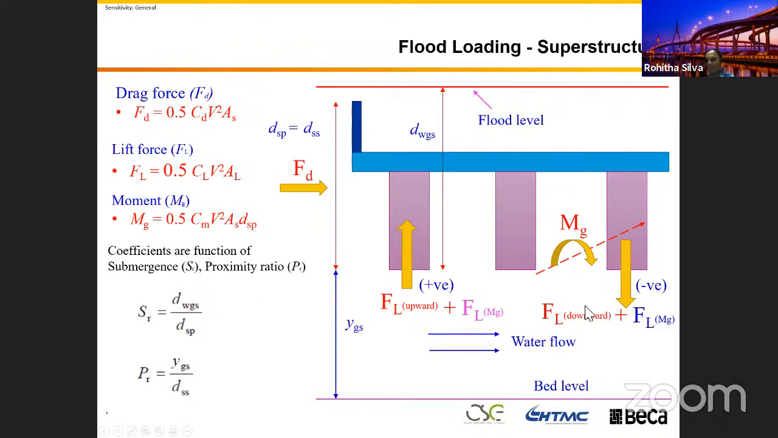If you know the moment, you can convert this into a couple, and then you can get the total upward lift force on the bridge and the downward force that is not critical in the bridge. Then you can check whether the lift force is higher than the self weight of the bridge. You need to include the buoyancy as well; in addition to that, the buoyancy force is there. If it is higher, then you need to provide vertical restraint to hold down the bridge.